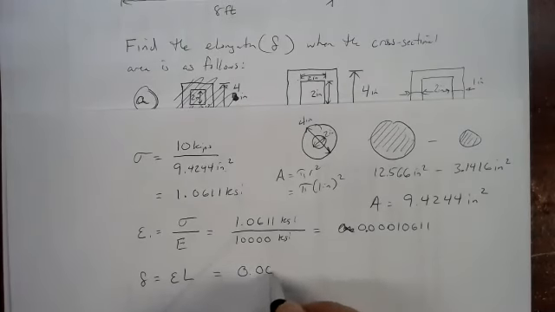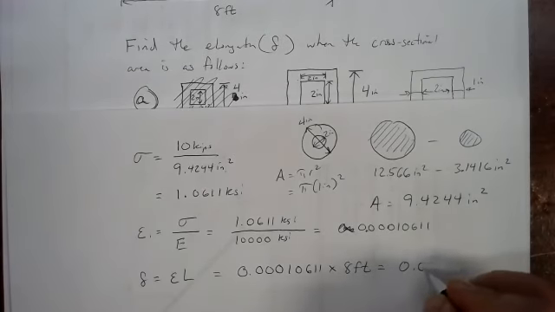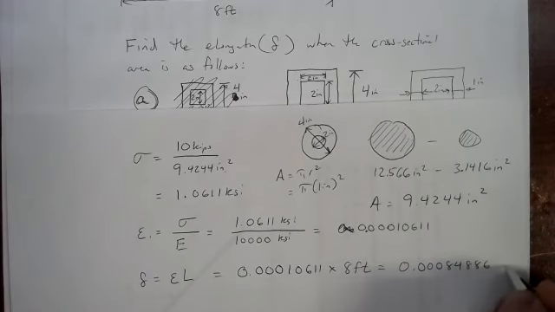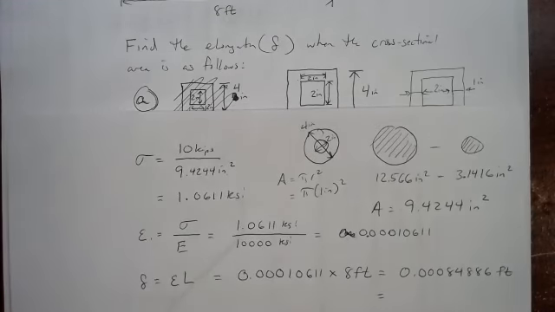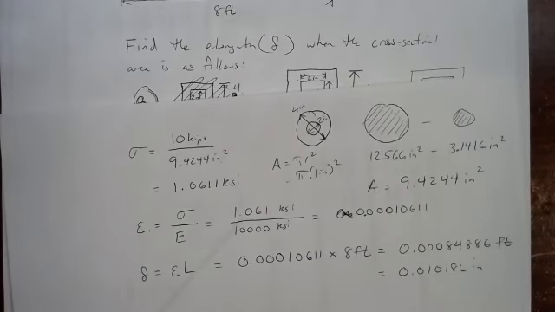So we've got our strain of 0.00010611 times our 8-foot length. And that gives us 0.00084886 feet, or multiplying that by 12, which is, again, totally optional, we get 0.010186 inches. So a little bit more than 10 thousandths of an inch.